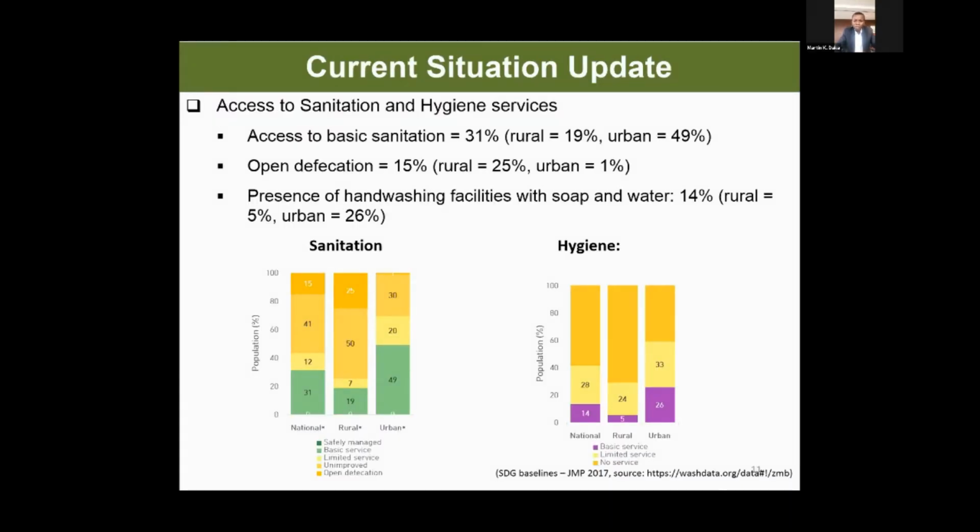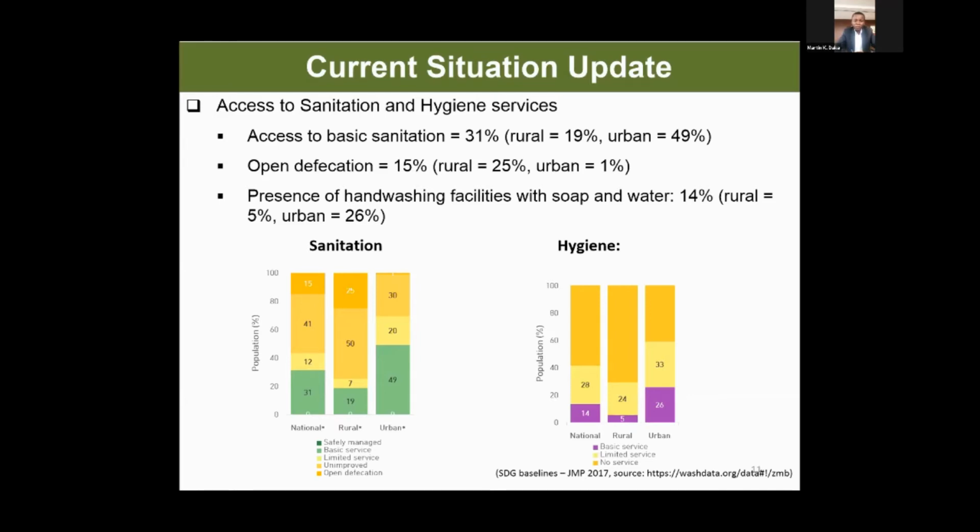Okay, so access to sanitation and hygiene services. We have these statistics as the current status, covering urban and rural areas. Access to basic sanitation is 31% in rural areas and 90% in urban areas. This is the more reason why we are seeking to get to 50% by the year 2021 in both spaces, so that at least we have a positive trajectory towards the year 2030.